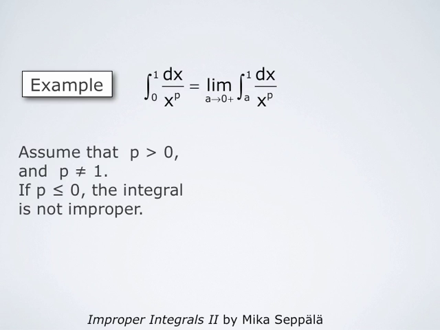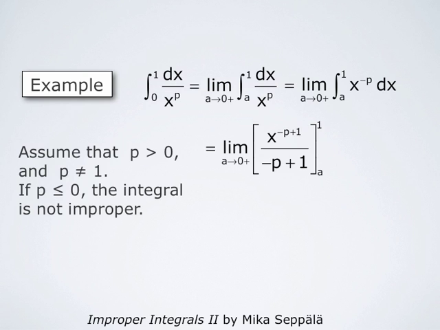We write the integral from a to 1 dx divided by x to the power p as the integral from a to 1 x to the power negative p dx. Now, this x to the power negative p is easy to integrate. An antiderivative is x to the power negative p plus 1 divided by negative p plus 1, and then we substitute from a to 1 and take the limit of this expression as a goes to 0 through positive numbers.